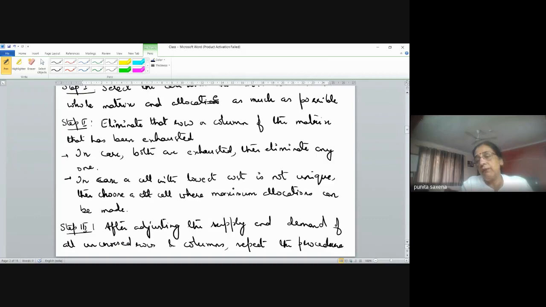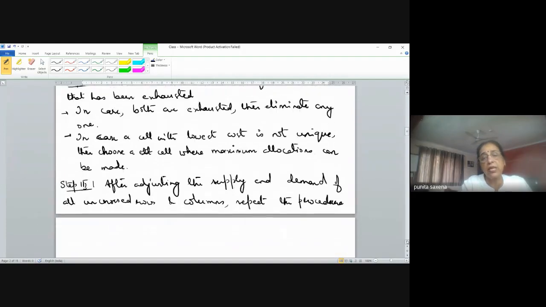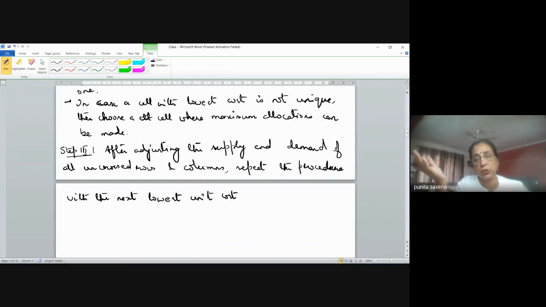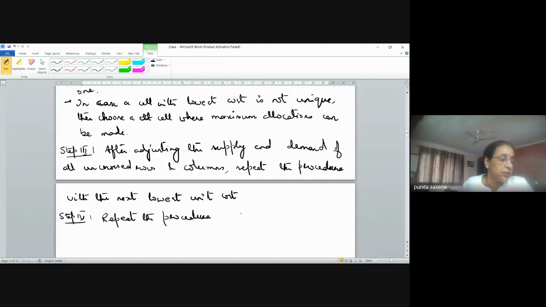Of course, once you have crossed the rows and columns, obviously we will not consider those cells. So that means we repeat the procedure with the next lowest unit cost. In the remaining uncrossed cells, we see what is the next lowest unit cost. Then we repeat the procedure again and again. So your step number 4 is to repeat the whole procedure till all the sources are exhausted and all the demands are fulfilled.